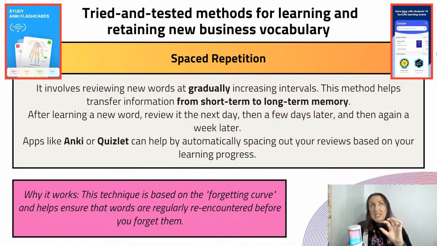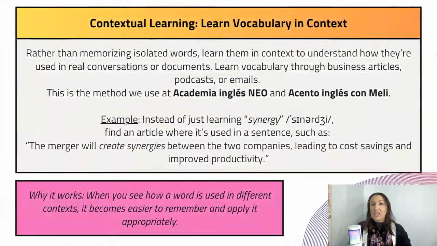So you're basically working on words and phrases in context, but you're repeating them over a period of time. Why does this work? This is based on the forgetting curve. It helps ensure that words are regularly re-encountered and repeated before they are forgotten. We also can use contextual learning. It means that instead of learning an isolated word, you learn the word in context.